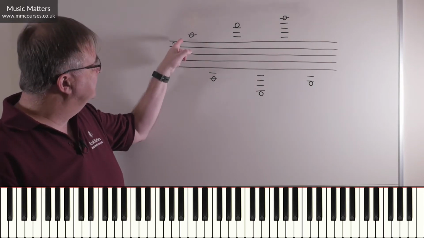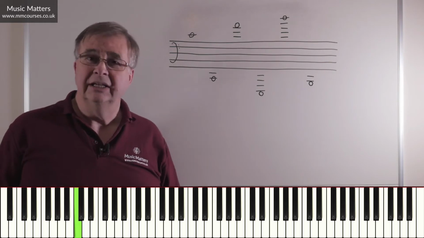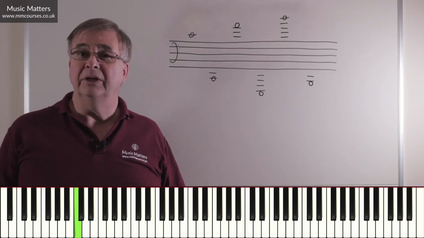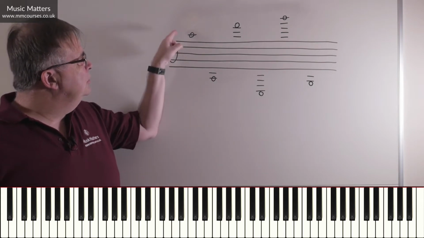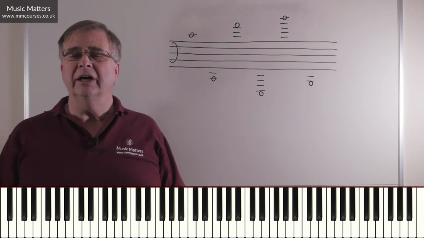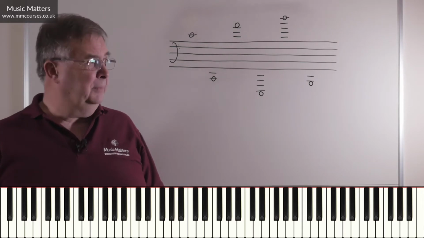So if this one's middle C here, this C here on 2 ledger lines is the same C but 2 octaves below. And it means that you can use these 2 as your starting points for calculating ledger lines if you need to work them out.